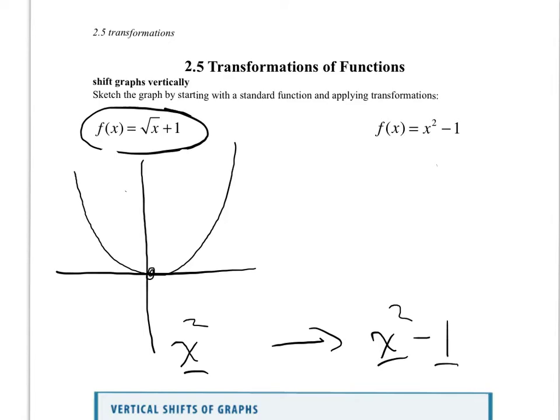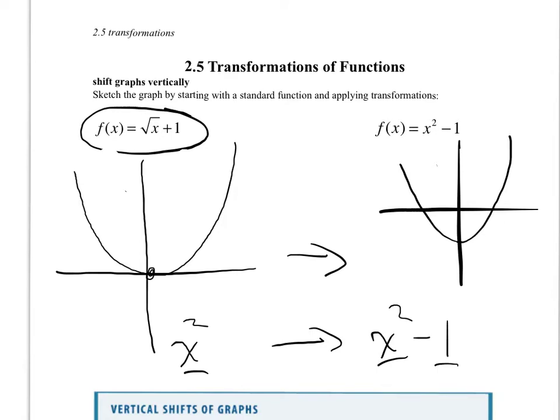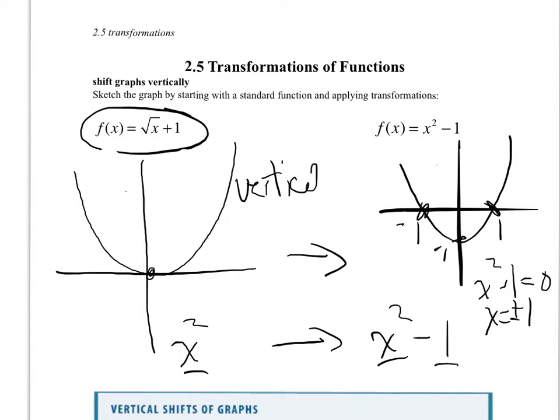So in particular, the y-coordinate of this point is going to shift down 1 unit, and so we'll now be at negative 1. And so now we have x squared minus 1, and for future reference, the x-intercepts are the values where x squared minus 1 is equal to 0. x squared minus 1 equals 0 if x equals plus or minus 1. So this is negative 1 here, and this is positive 1 there, and this is negative 1 on the y-axis. So this is a vertical shift down 1 unit.